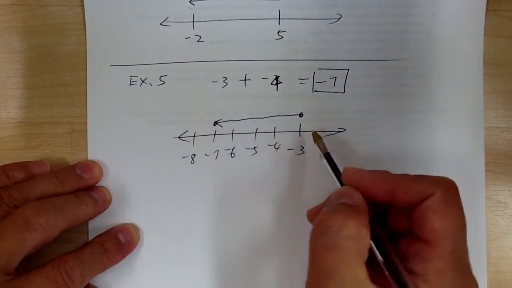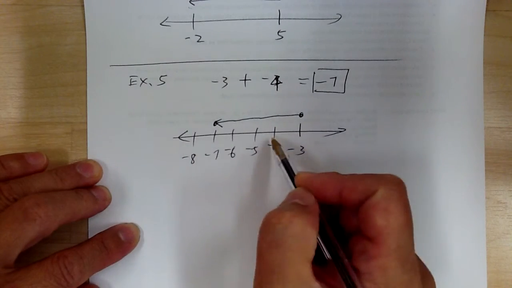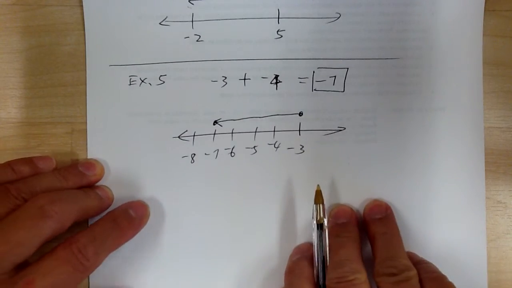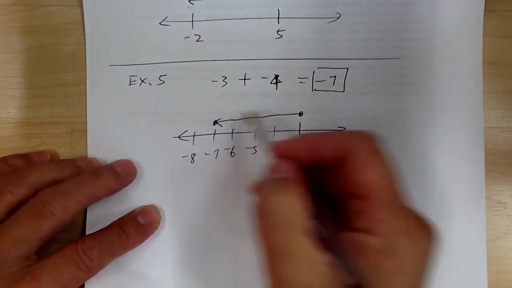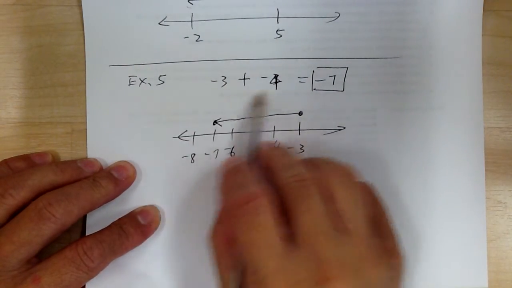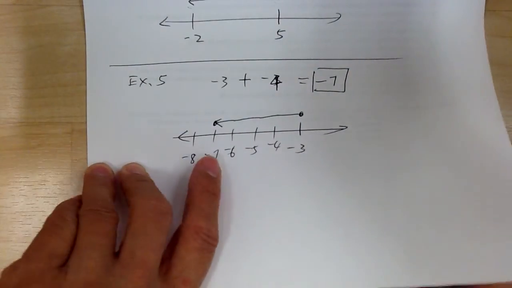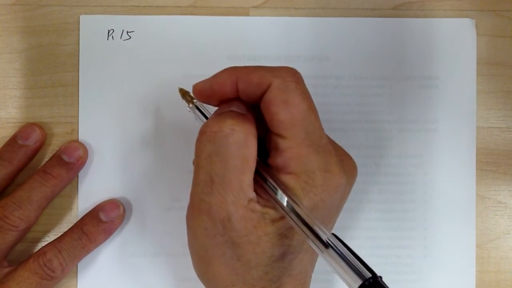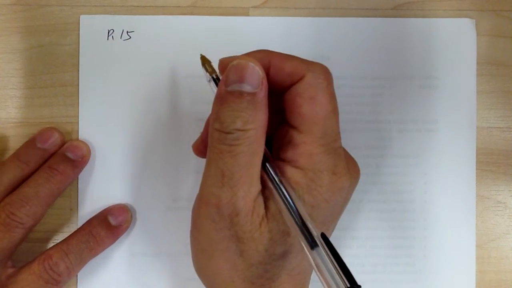Now, as you can see, every time you do that, it's kind of cumbersome and takes a lot of time. So sometimes you don't need to do all these. Sometimes you should just know how to add, and that's what we're going to do. So let's go to page 15. Let's go over some of the rules.